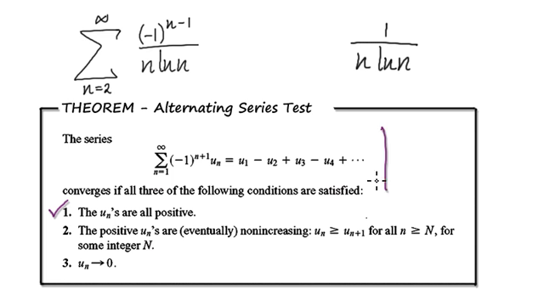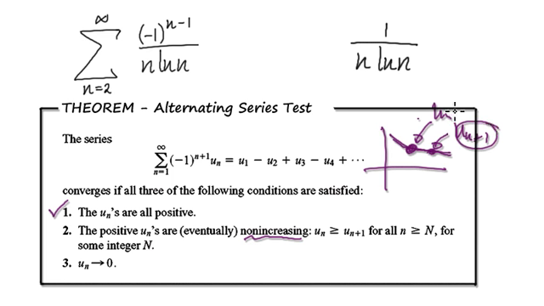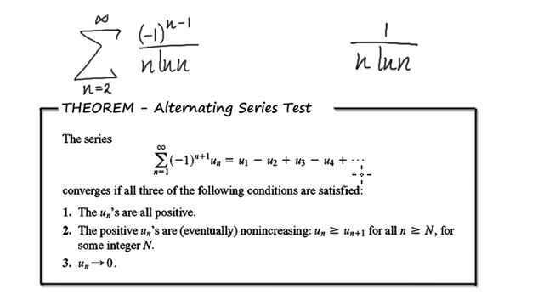Condition 2: make sure it's always going downhill, that it's non-increasing, so it could stay the same. Sorry, this is our u_(n+1), and this here is our u_n. It's just saying make sure the next term is smaller than or equal to the current term. Basically, make sure it's always going downhill.